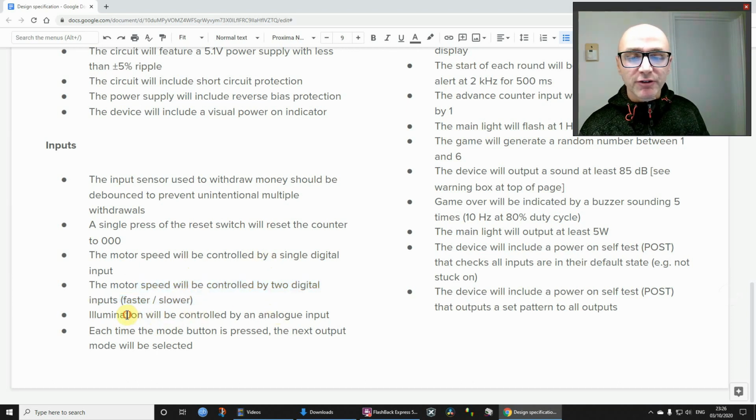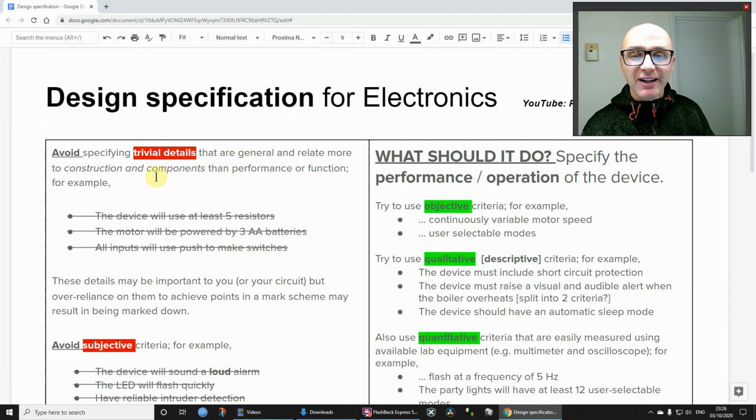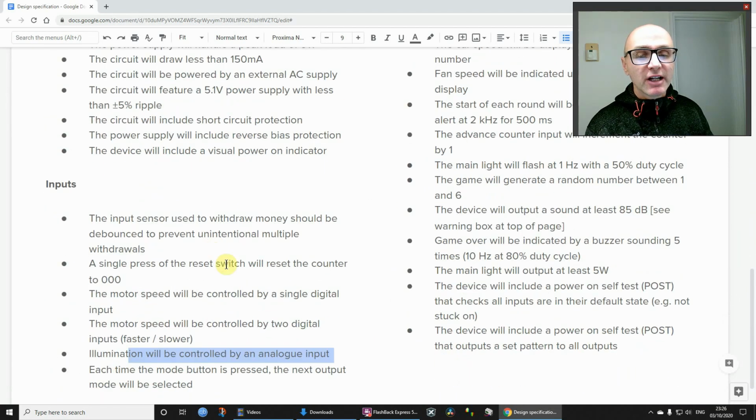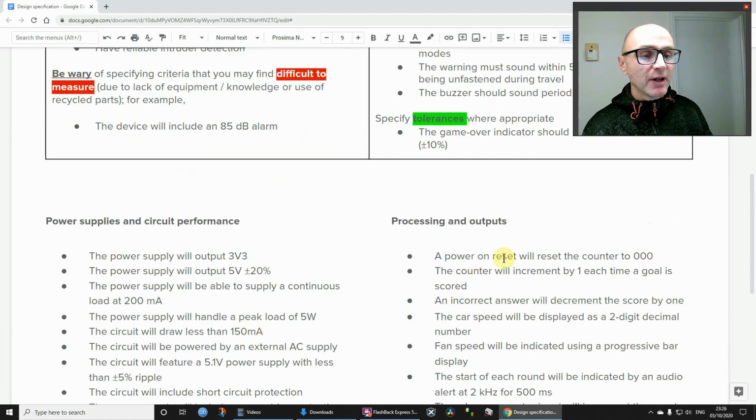Maybe if you've got some sort of table lamp, you could specify that it's going to be controlled by an analog input. I prefer you not to say by a potentiometer or a rotary potentiometer or something like that. This one is actually getting a little bit like just specifying the component, but not quite. Okay, we are saying analog, we're not saying the actual component. Yeah, there's so much stuff here.